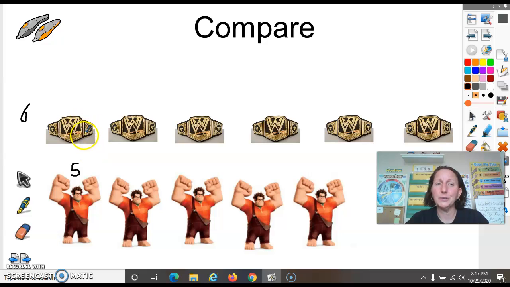You can also do a little comparing by just giving them a match. You could put 1 with 1, 1 with 1, and then the group that doesn't have a match is the one that has more. So that's another way of finding that out.